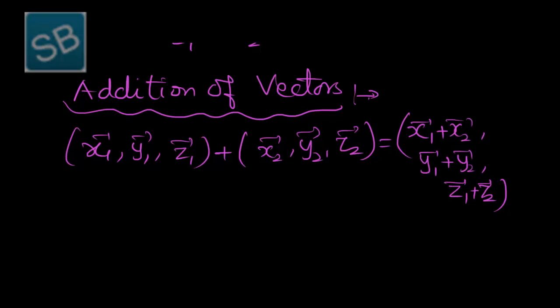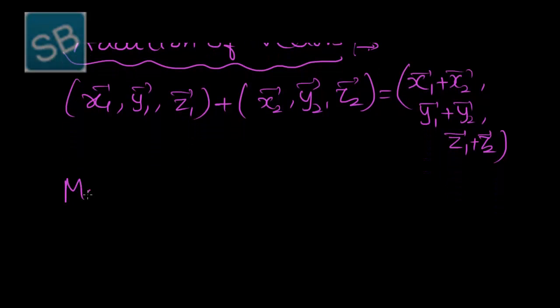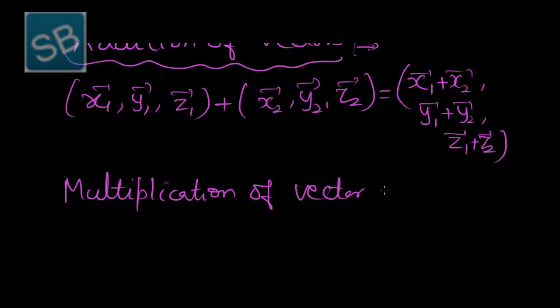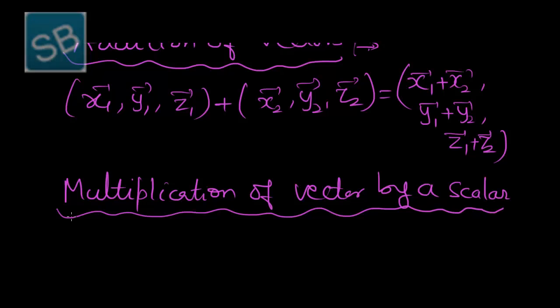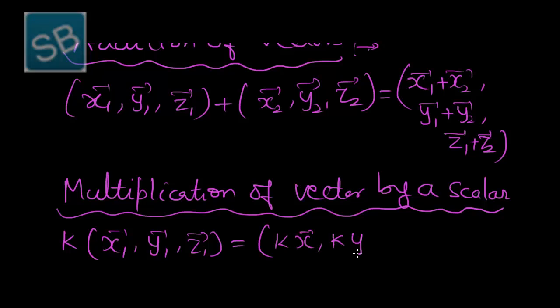So now how can we multiply? That is multiplication of a vector by a scalar. If we multiply k with the vector (x1, y1, z1), then we get (k times x1, k times y1, k times z1), for all k belongs to R.